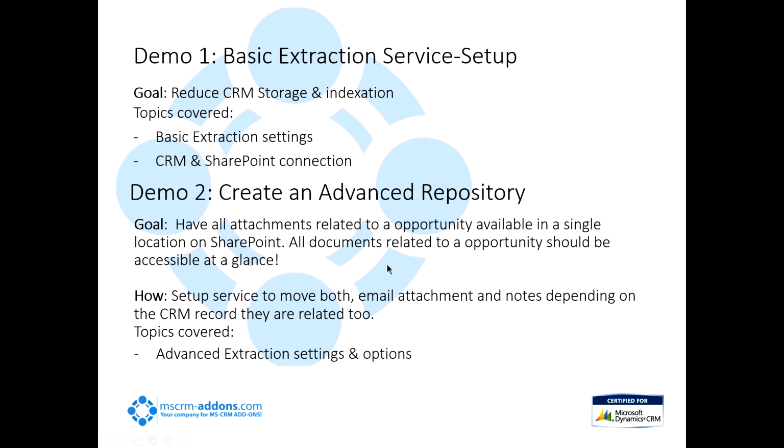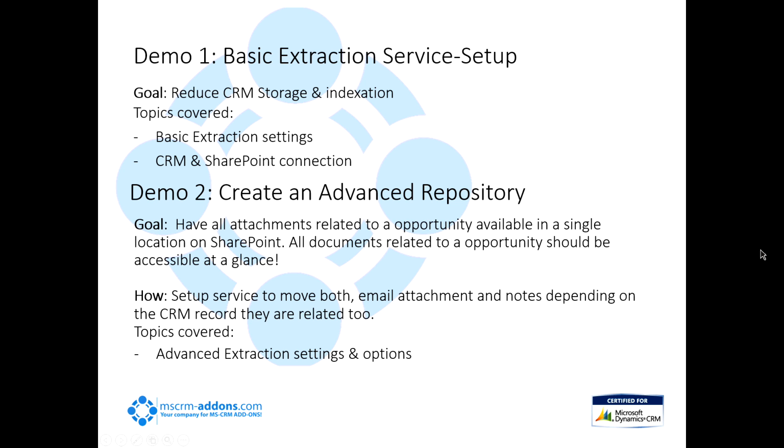So basically what this is going to allow you to do is set up that file structure and everything for you in SharePoint automatically without you having to really do anything. Again, this is all out-of-the-box functionality, and it's very easy to set up and do. Basically, we're going to cover how to set up the service to move both email attachments and notes, depending on the CRM record that they're related to. In our case, it's going to be opportunities, and we're going to relate that back to the accounts that they're associated with. The topics that we're going to cover are the advanced extraction settings and options.